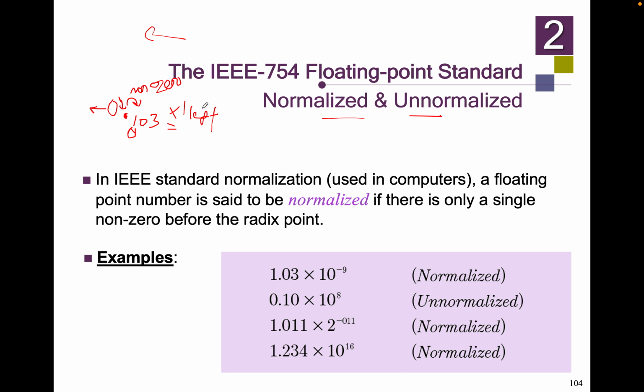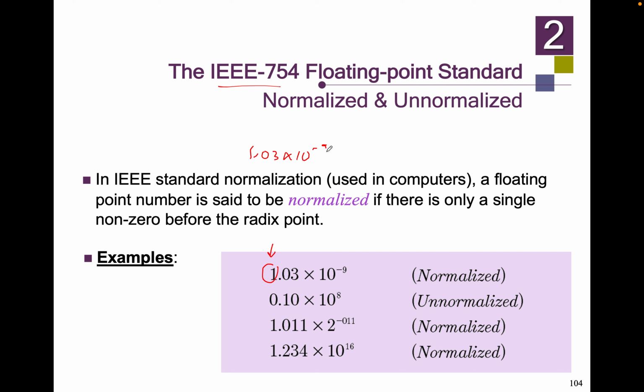And now you can see, let's say this one is our previous example, right? You need to have 0 in front, and after your radix point should be non-zero. But when you do it for IEEE, you can see it's slightly different, which is that it's starting with 1. So it's starting with your 1. We have 1.03 times 10 to the power of minus 9. So it's called normalized.